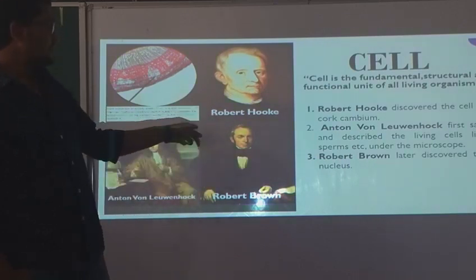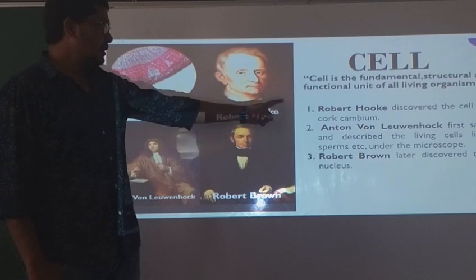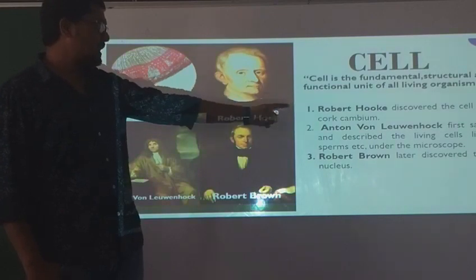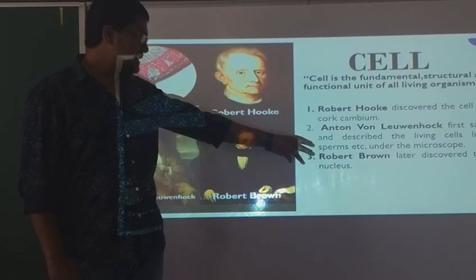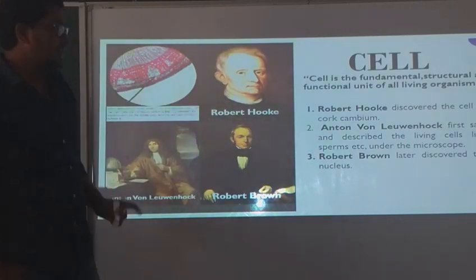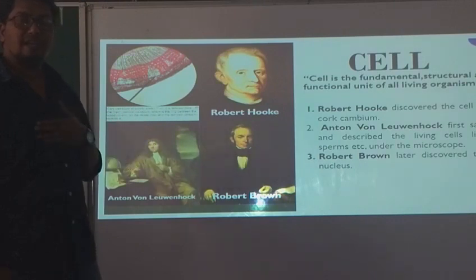So related to the cell, the most important names which you have to remember: Robert Hooke, who discovered the cell for the first time in the cork cambium. Living and motile cells were observed for the first time by Anton von Leeuwenhoek. And the most important cell organelle, the nucleus, was discovered by Robert Brown.